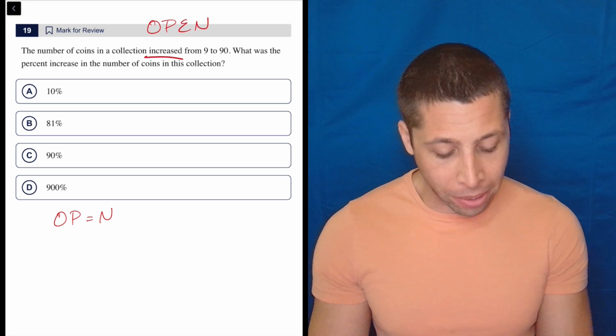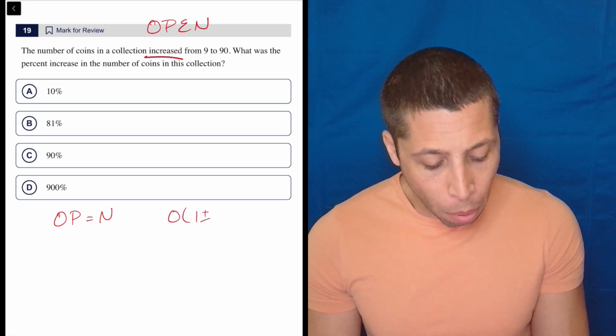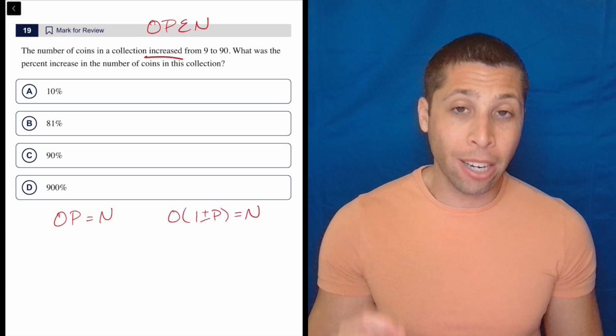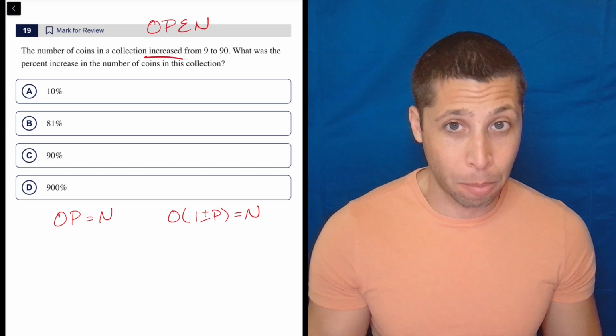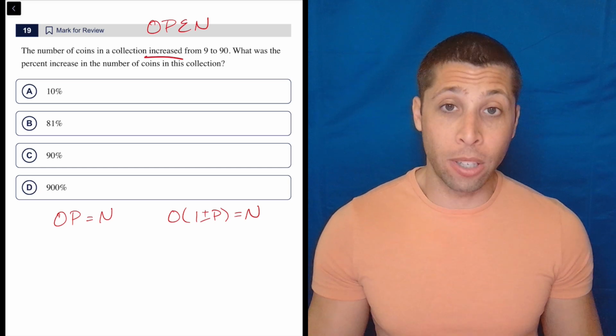But here they're talking about percent increase. And so we need a different formula. And again, that's in my lesson about it. But it's basically going to require an extra piece where we have 1 plus or minus the percentage. So it's really important to just get these formulas down.